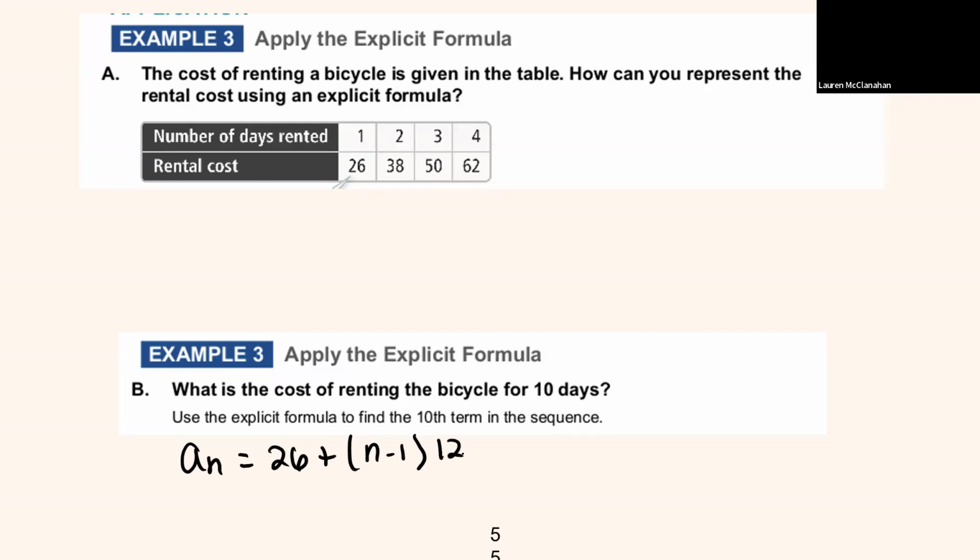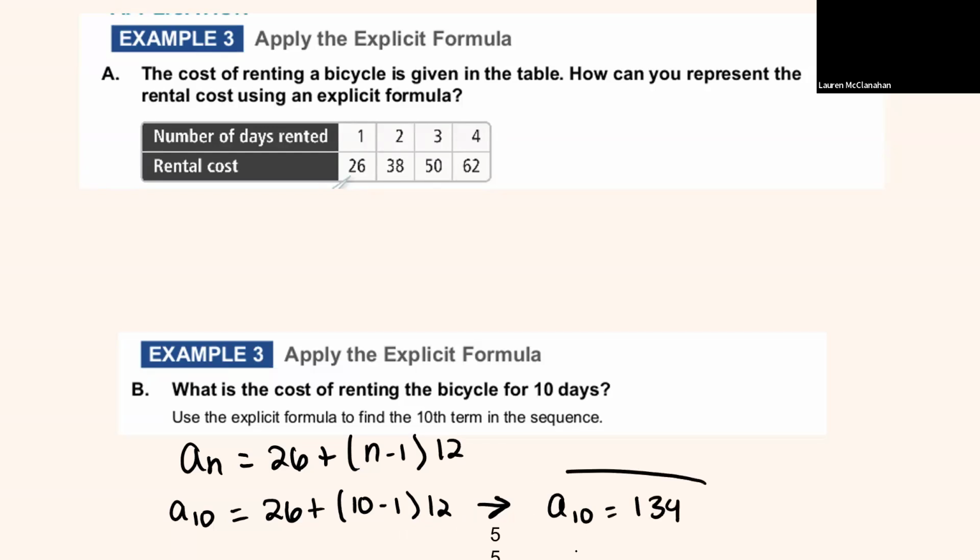So this was my explicit form, remember? Now to solve this, I'm going to write a_10 equals 26 plus, plug in that 10 for n, minus 1, times 12. You can type this literally straight into your calculator. Make sure you use parentheses. 26 plus parentheses 10 minus 1, close your parentheses, times 12, and you get a_10 equals 134. So that means the cost of renting the bicycle for 10 days is $134.